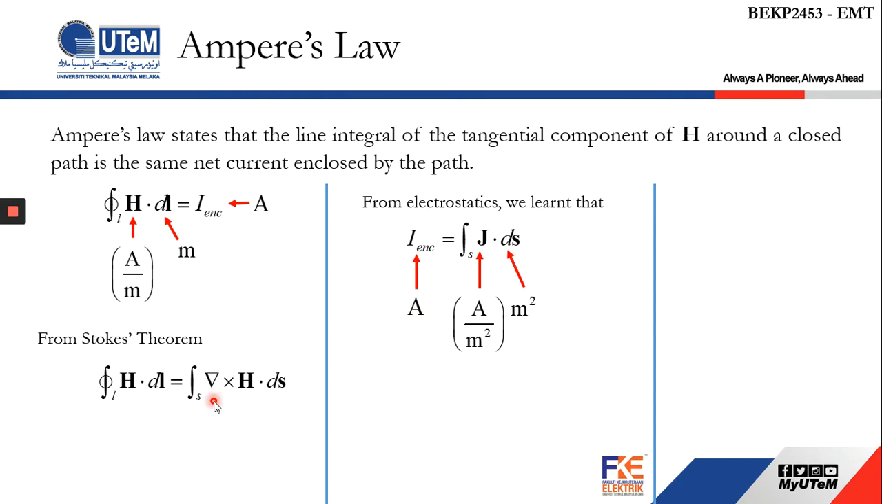Notice the similarity between this part here and this part here. Since both can be used to calculate the total current enclosed by a surface, or by a line, we can conclude that del cross H equals J. This is a convenient equation that describes the relationship between magnetic field intensity H and current density J. So if we have one, we can find the other using this relationship.